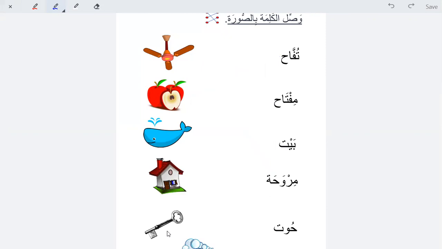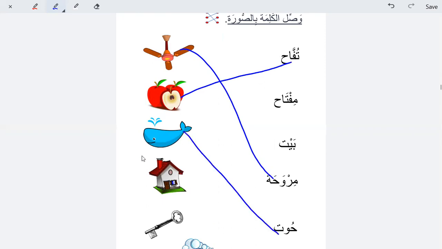Latifa, your turn. First picture. Fan. Mirwaha. Good. Apple. Tufaha. Good. Veil. Hoot. Good. House. Bait. Good. Key. Miftah.